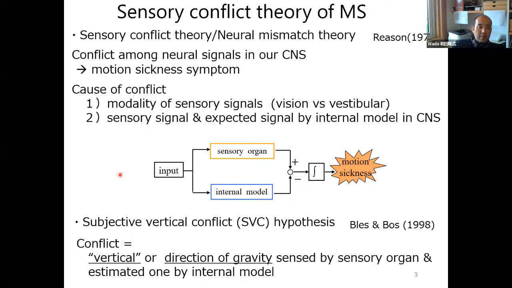So let's think about what kind of sensory signal should be used as a sensory conflict. Surprisingly, no research answered that question, with only one exception: the subjective vertical conflict theory, proposed by Bles and Bos, in which the direction of gravity, or verticality, is used as a conflict.